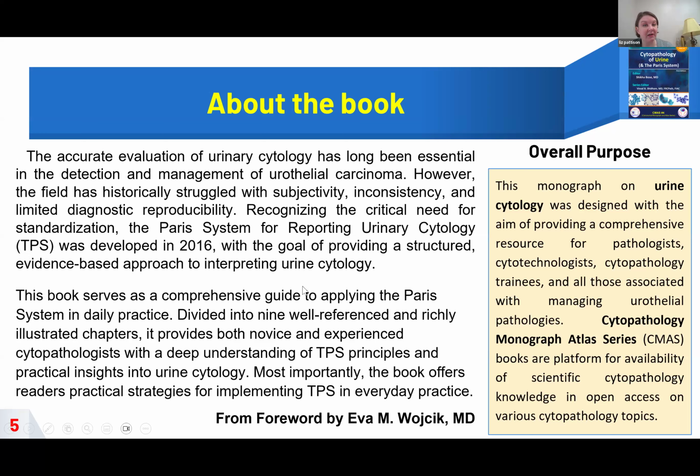This book serves as a comprehensive guide to applying the PARIS system in daily practice. Divided into 9 well-referenced and richly illustrated chapters, it provides both novice and experienced cytopathologists with a deep understanding of TPS principles and practical insights into urine cytology. More importantly, this book offers readers practical strategies for implementing TPS in everyday practice. The monograph on urine cytology was designed with the aim of providing a comprehensive resource for pathologists, cytotechnologists, cytopathology trainees, and all those associated with managing urothelial pathologies. The CMAS, or Cytopathology Monograph Atlas Series books, are a platform for availability of scientific cytopathology knowledge and open access on various cytopathology topics.